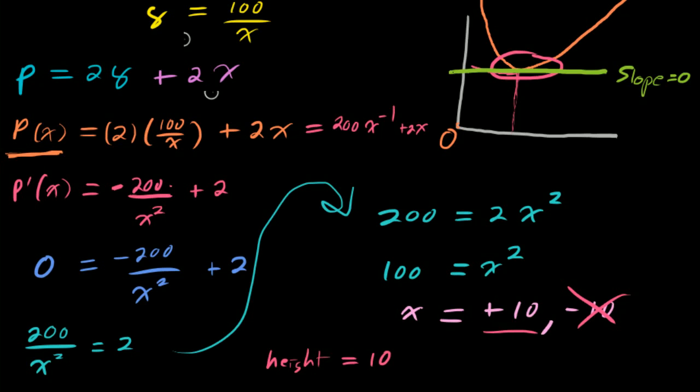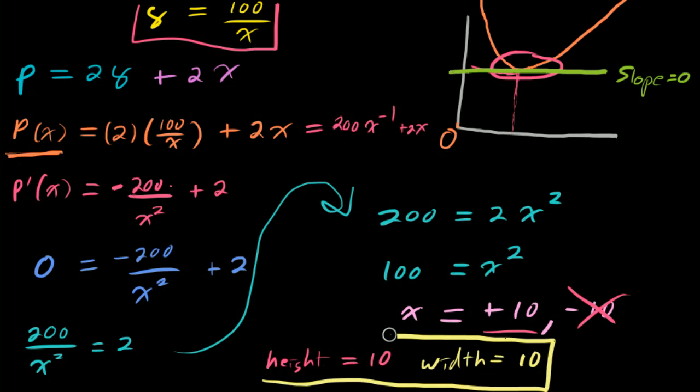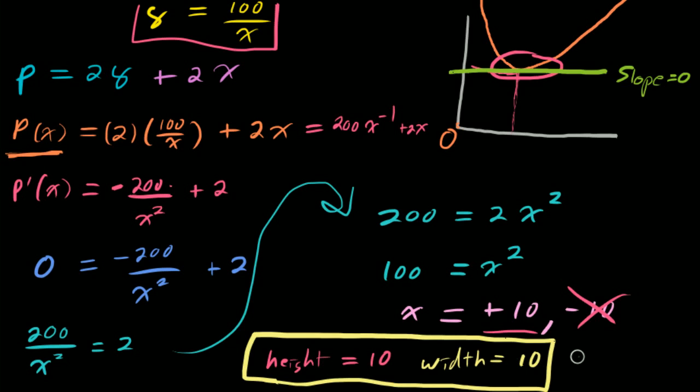And then what's the width going to be? Well, our width is y, and we can plug it into the function up here. y is equal to 100 over x. So what is 100 divided by 10? Well, it's 10. So our width is also equal to 10. And you can check, 10 times 10 is equal to 100. So this was the rectangle that we were looking for: a rectangle where the height is 10 and the width is 10. And hopefully you can see that this is a square. So a square is the rectangle of a given area that has the least perimeter.